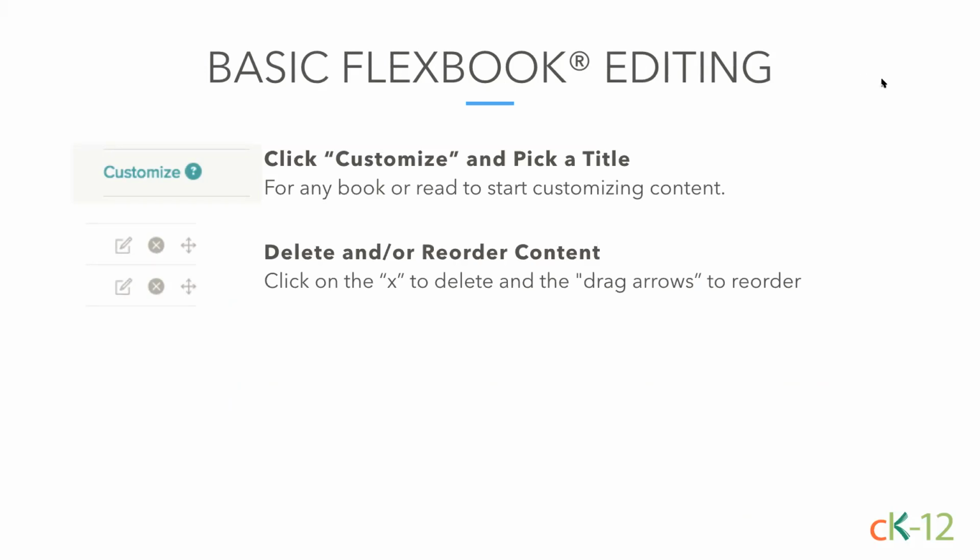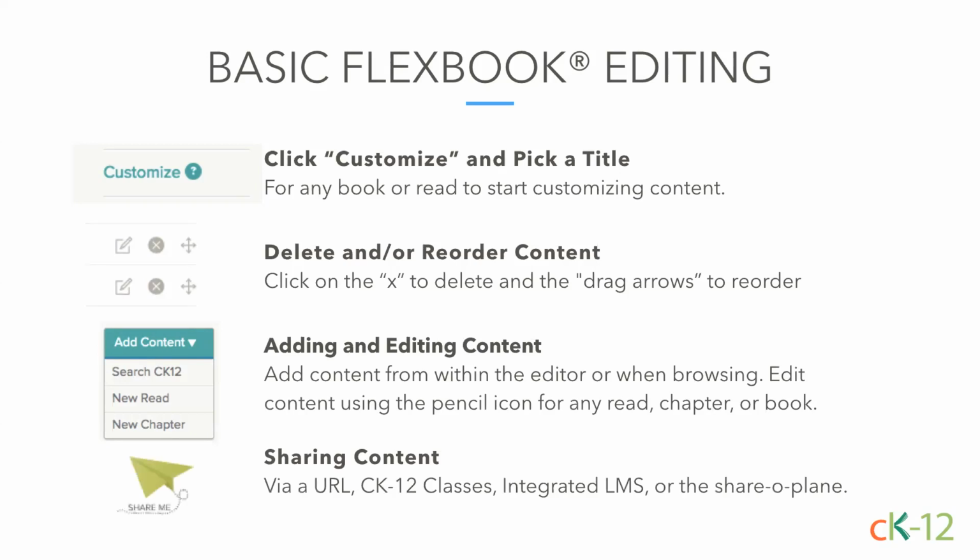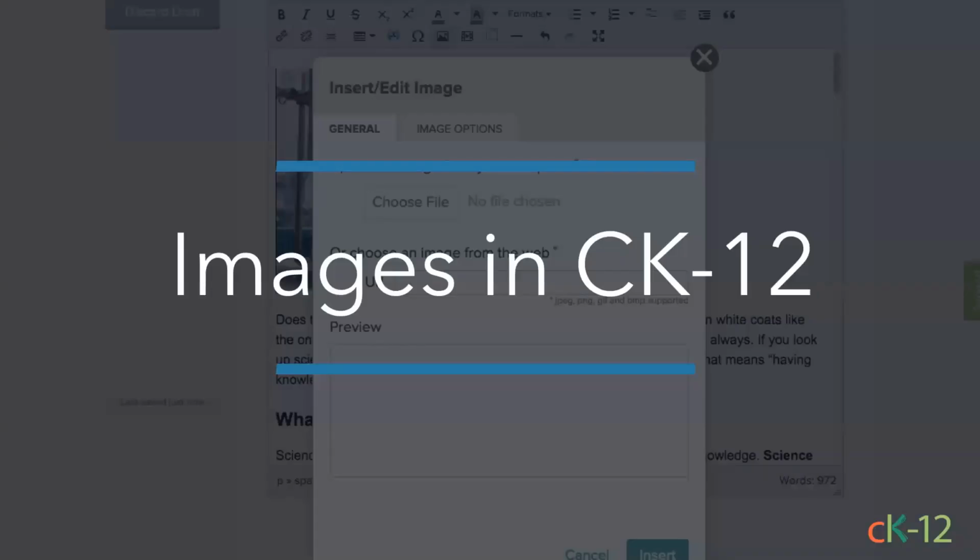And hopefully this looks familiar to a lot of you guys. You can add content and edit content. You can add content from within the editor or when browsing. Edit content using the pencil icon for any read, chapter, or book. And you can share our content via a URL, through our classes, through our integrated LMS, or through our Share plane. You can also assign content directly to Google Classroom, just like you would for CK12 classes, if you want a score report. So I think we're ready to get into it here. Let's have Katie show you all the components of adding new images to your FlexBooks.